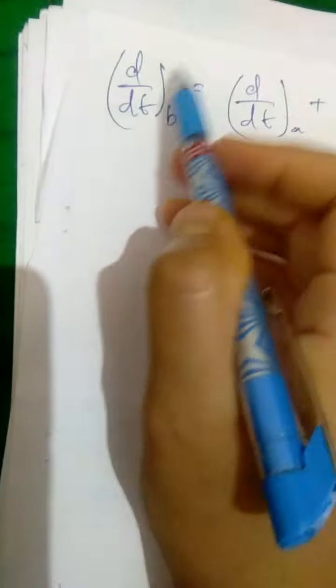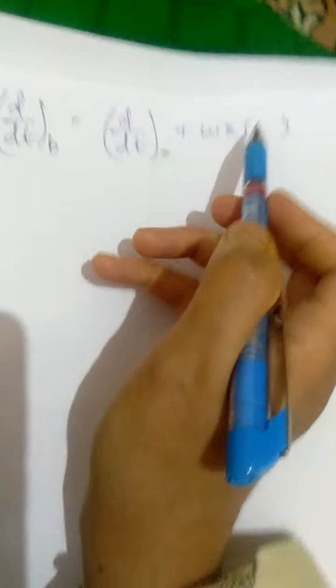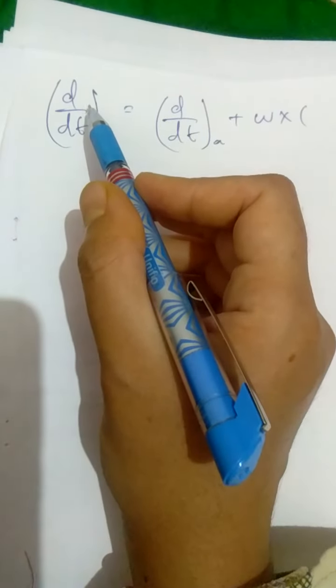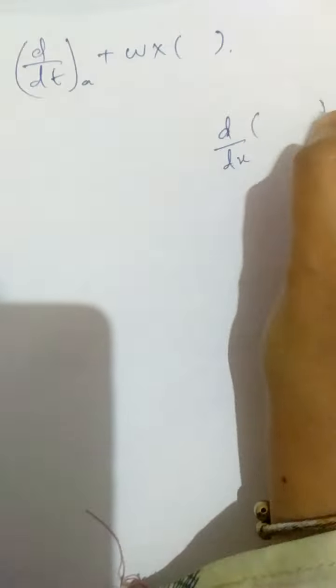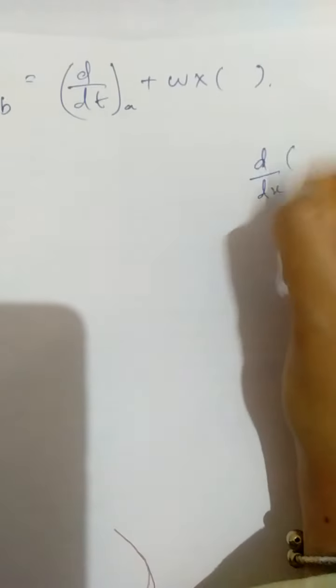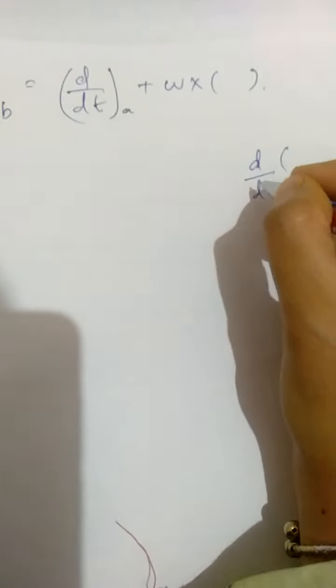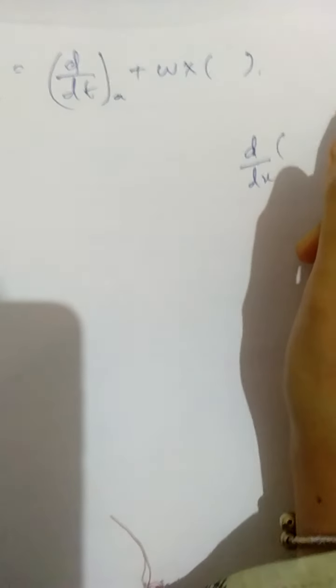let's go to second page. You are left with d by dt in a reference frame B is equal to d by dt in a reference frame A plus omega cross something. So we have taken r common. That means in place of this r, we can choose to write some other function. The way I told you that d by dx can be operated on any kind of function, right? This operator, this mathematical tool, can be operated on different kinds of functions.